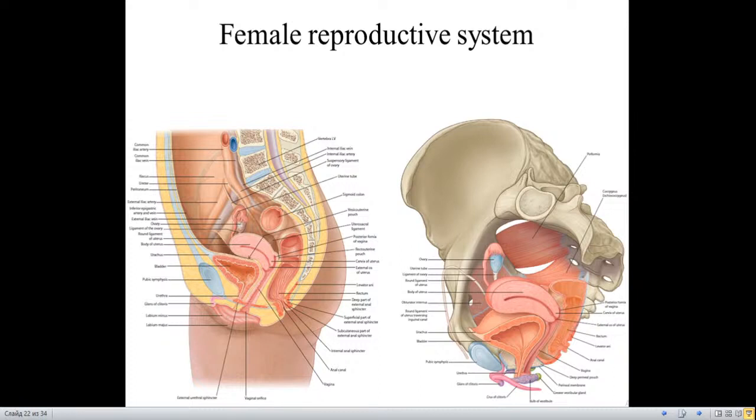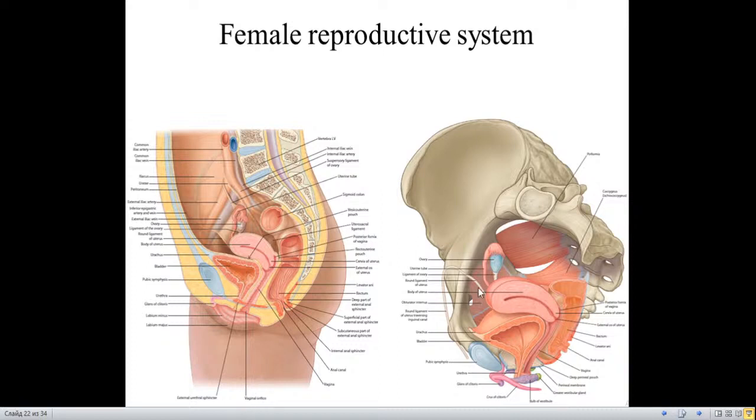Next part of our lecture is about the female reproductive system. Similar to the male genital system, female reproductive organs can be subdivided into two types as well. They are internal and external organs.